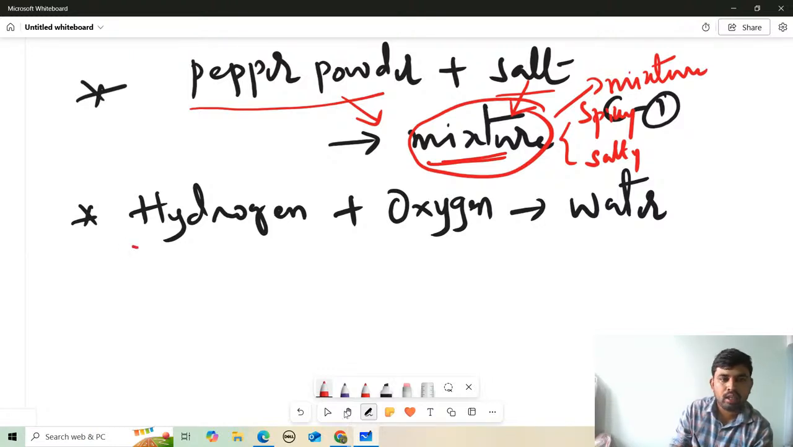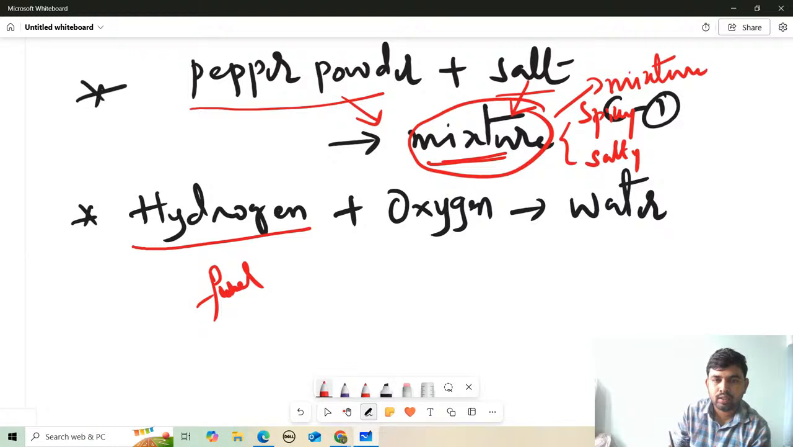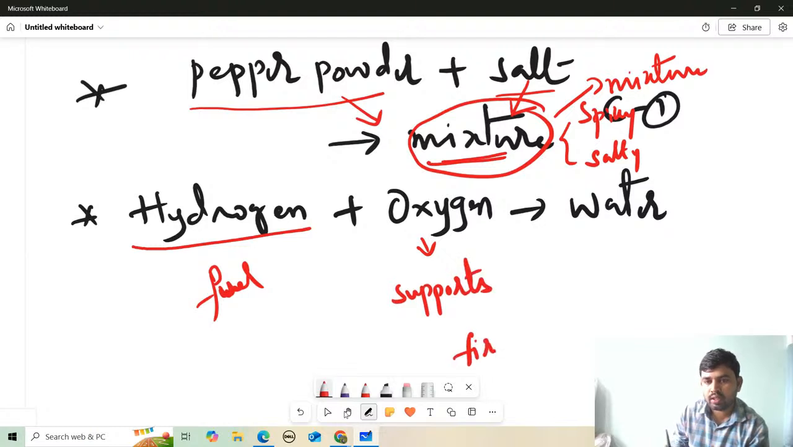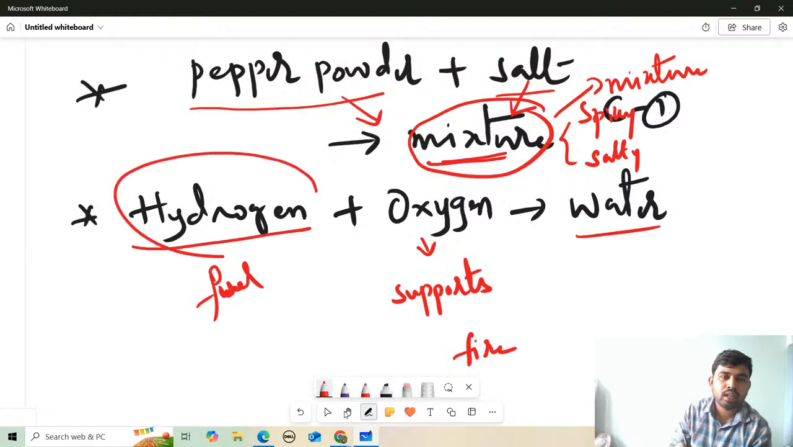But you see here, hydrogen has a fuel character, and oxygen has the property of supporting fire. So it supports fire. But if you take water here, these two will react with each other.